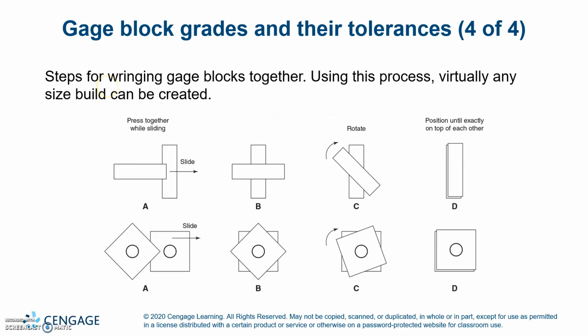Steps for ringing gauge blocks together. Using this process, virtually any size build can be created. On the rectangular ones, you slide one perpendicular, making a plus sign with it, and rotate it until it is positioned on top of the other. Same way with the square ones.